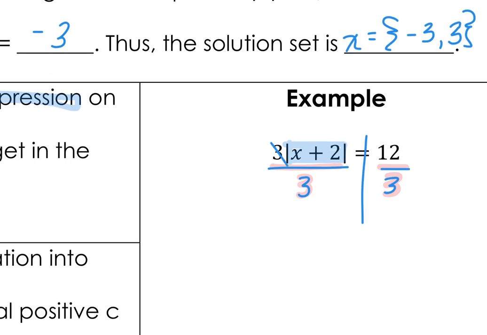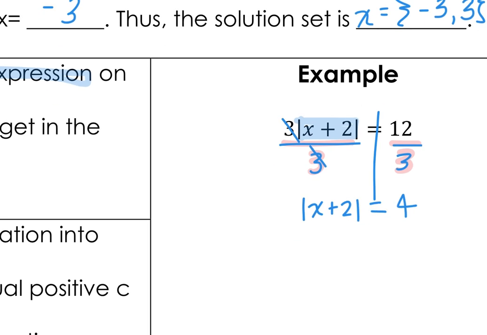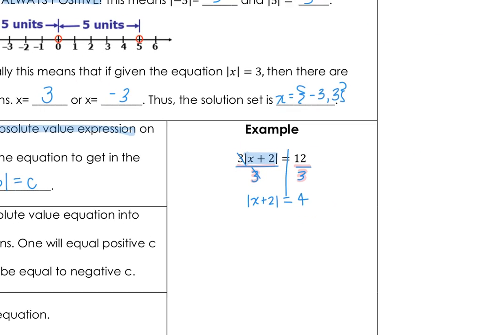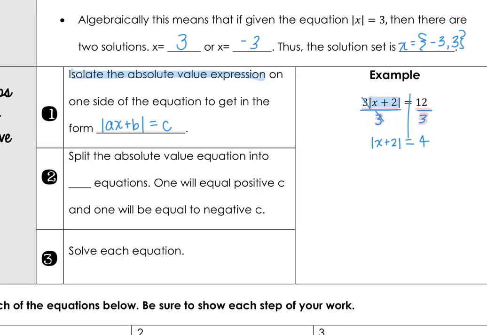So that we've canceled out the multiplication with the absolute value. And we're left with the absolute value of x plus 2 is equal to, now do this division, 12 divided by 3 is 4. So now step number 1 is done because we have just the absolute value expression set equal to some number. Now we get to move on to step number 2.